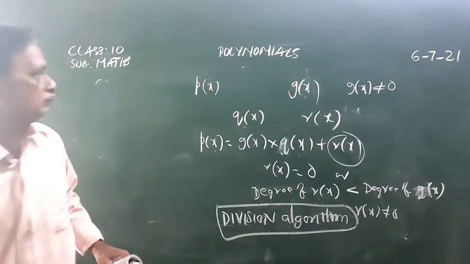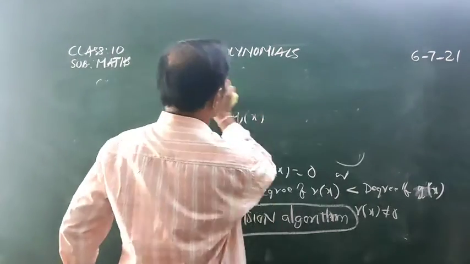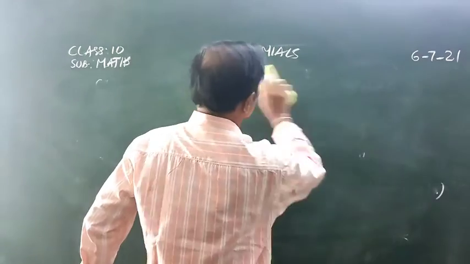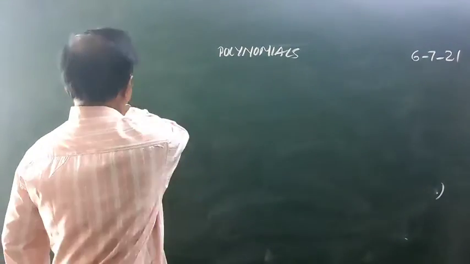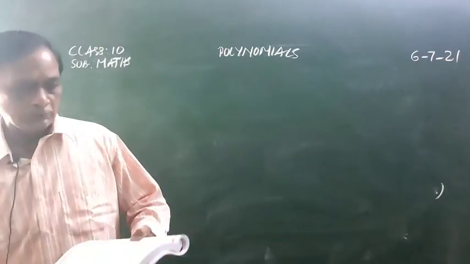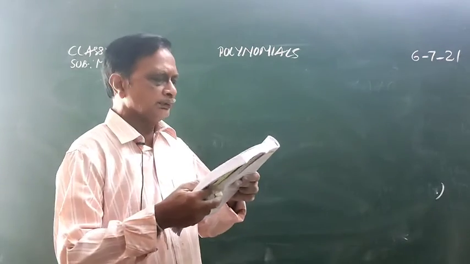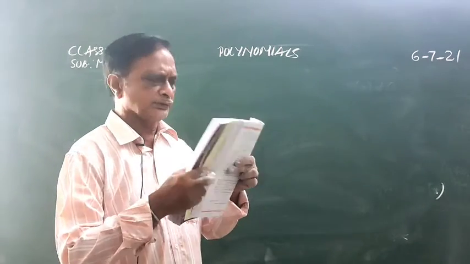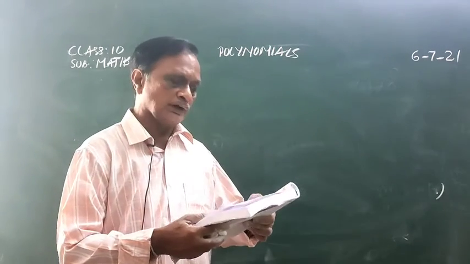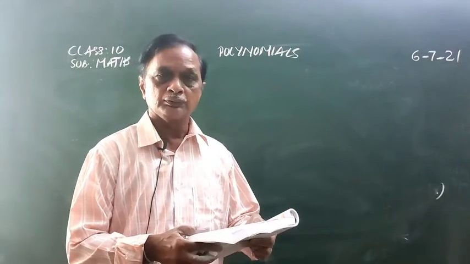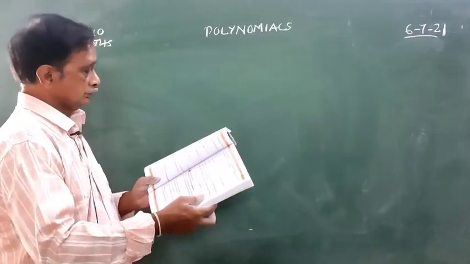Now we have some rules, some properties of division given here. Go through the properties and try to understand them. Here we have page number 69. We have 4 rules. Try to understand the 4 rules by taking examples. I will explain those rules later.